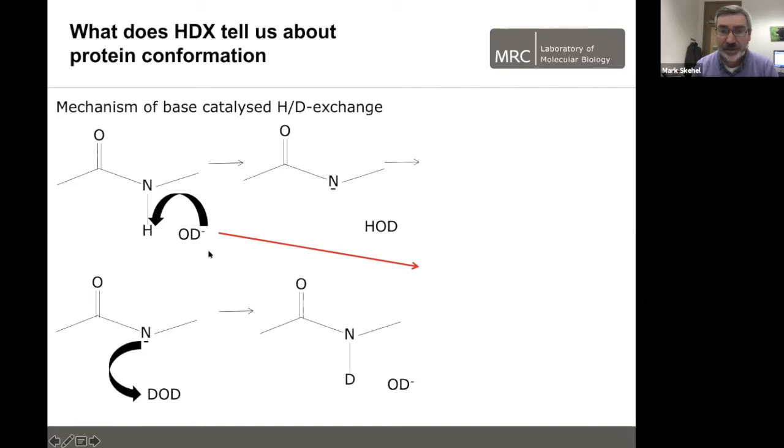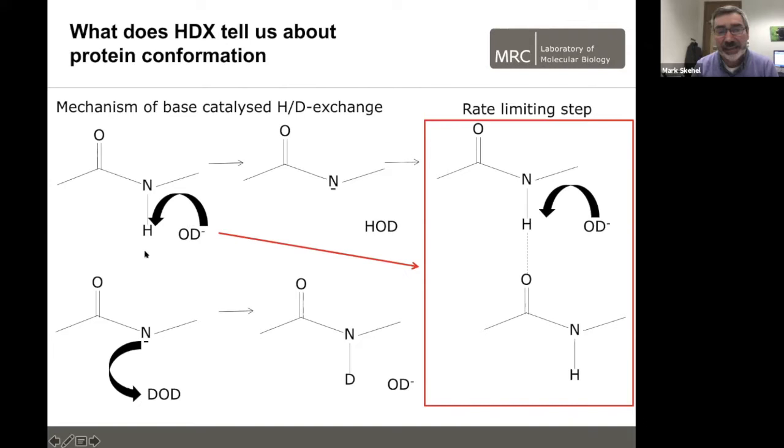And what is rate limiting about it is that if it's accessible, it's reasonably quick, but if you've got hydrogen bonding taking place in secondary structures, that is reduced, okay? So the rate of exchange, that rate limiting step here, is dependent upon pH, temperature, and hydrogen bonding. Okay.